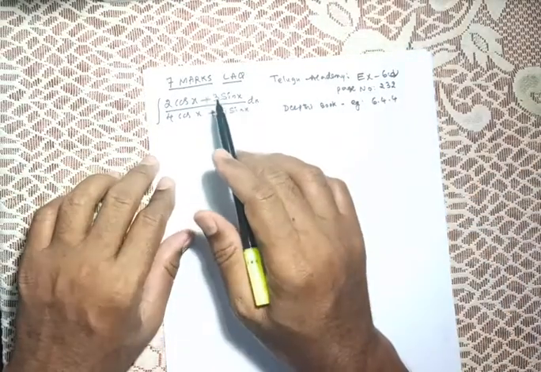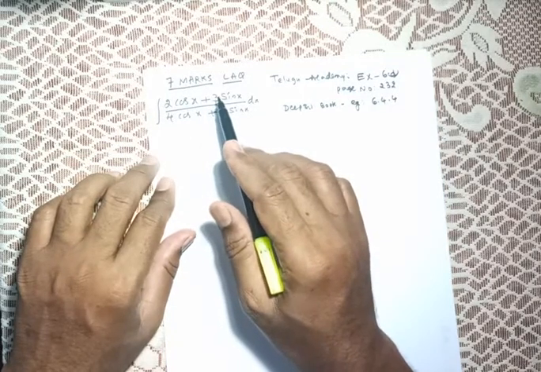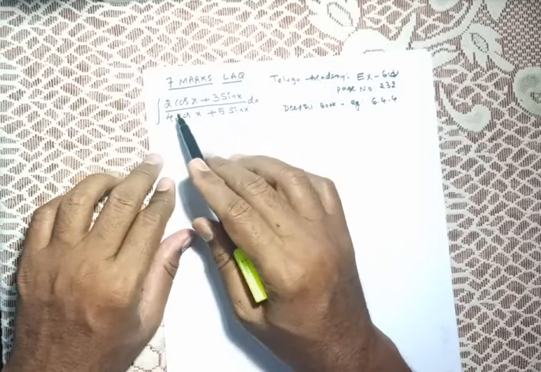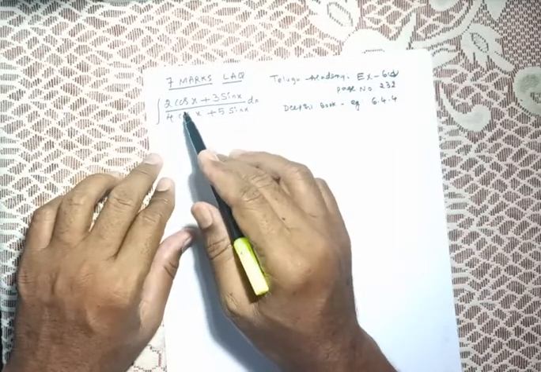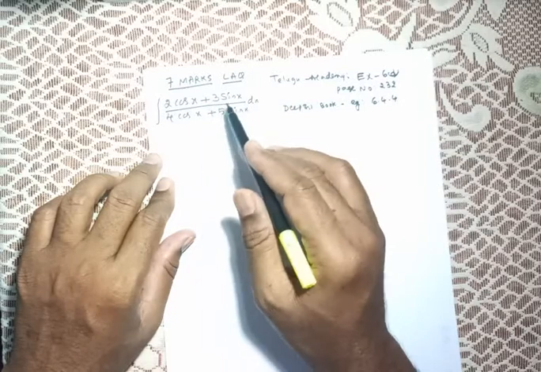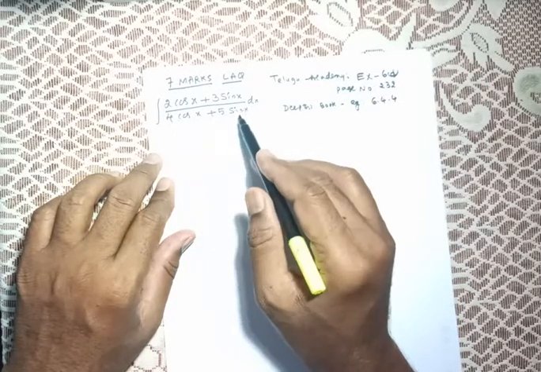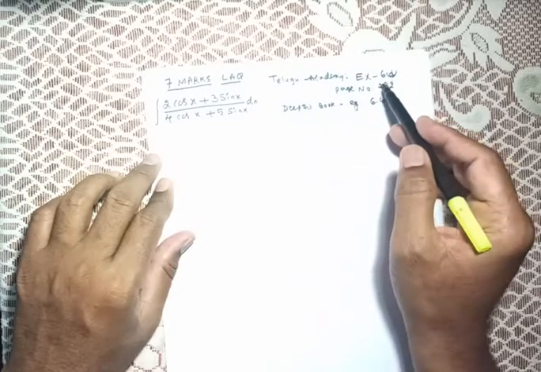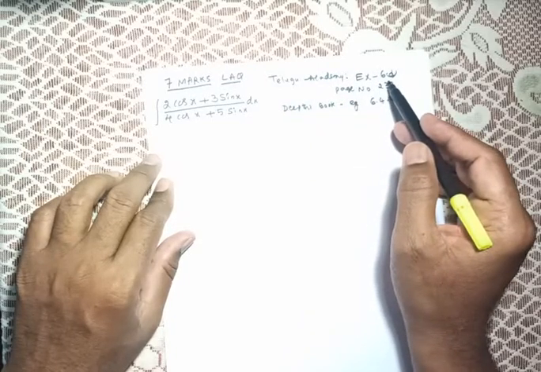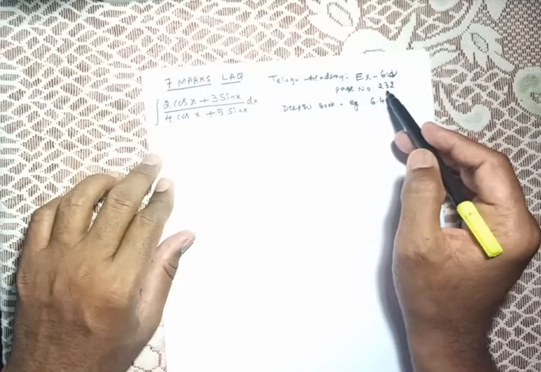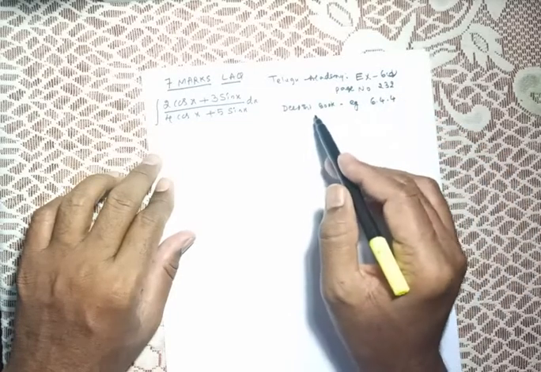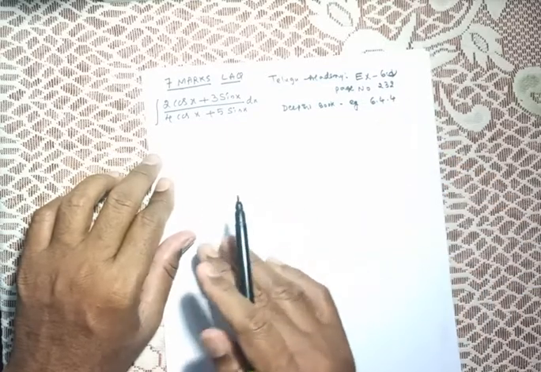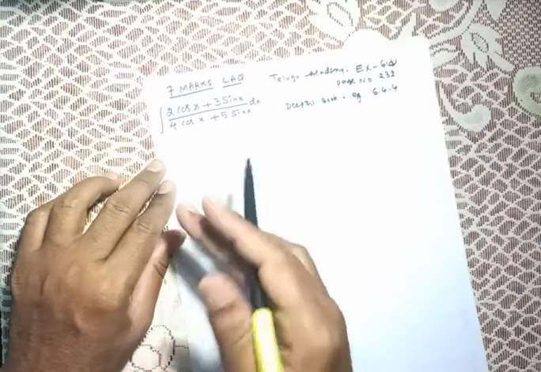Indefinite integration, 7 marks LAQ question. Now we'll discuss the integration of (2 cos x + 3 sin x) / (4 cos x + 5 sin x) dx. This question is from Telugu Academy, you can find it in exercise 6.60, page number 232, and in the Deepthi publication book it is example 6.4.4. Okay, now we'll discuss this question.